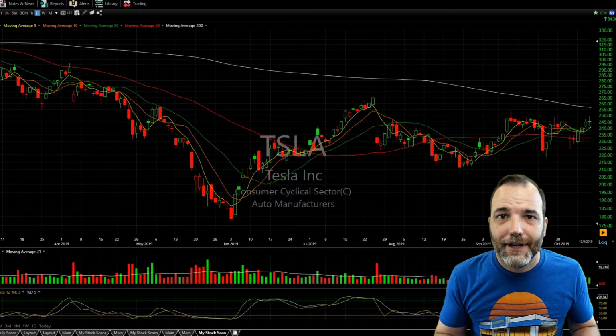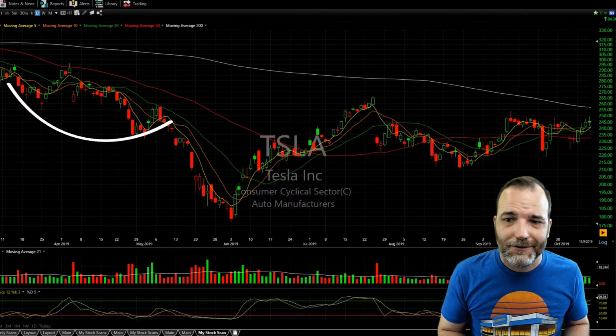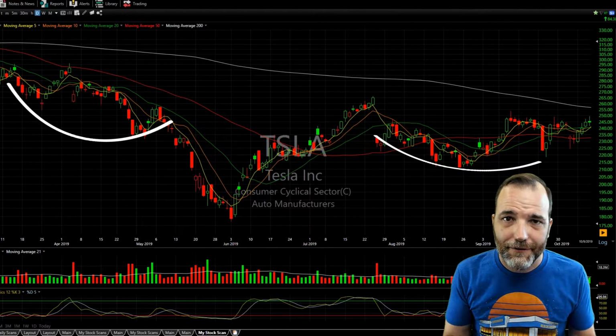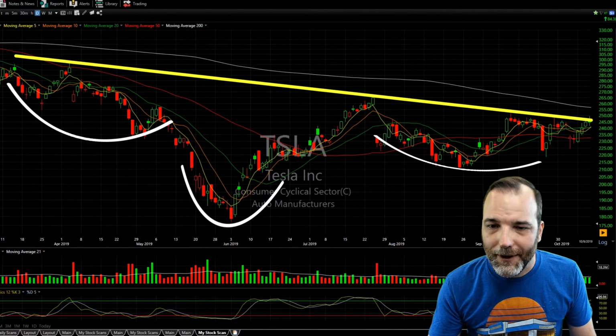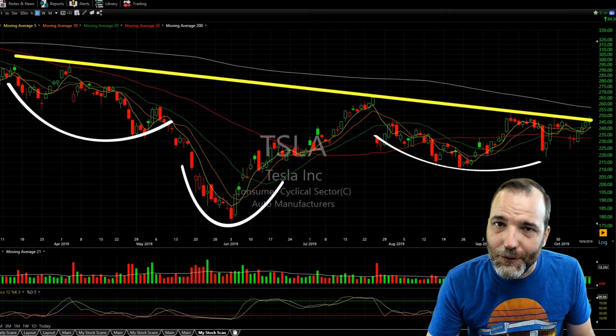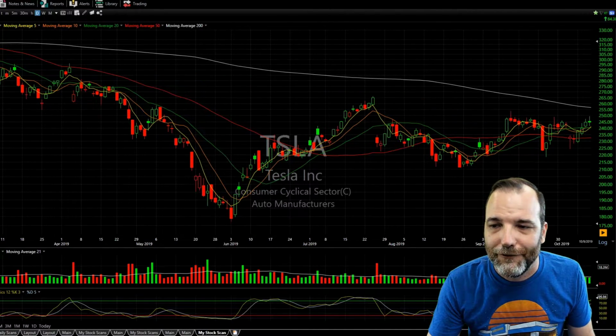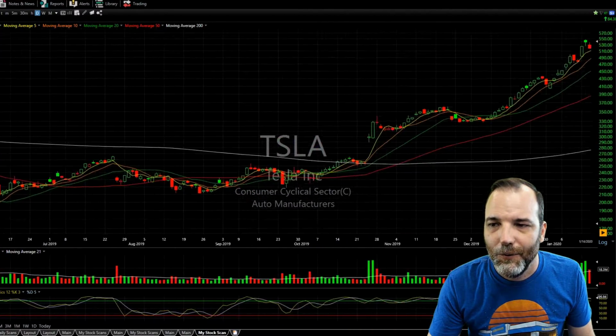Now let's get into inverse head and shoulders patterns. You have a left shoulder in Tesla, you have a right shoulder in Tesla, and you have the head that's much lower than the left and the right shoulder. You have a neckline that goes across. What ended up happening? Well, I think we all know the story here. This was trading at like 245, 250, and it went crazy.